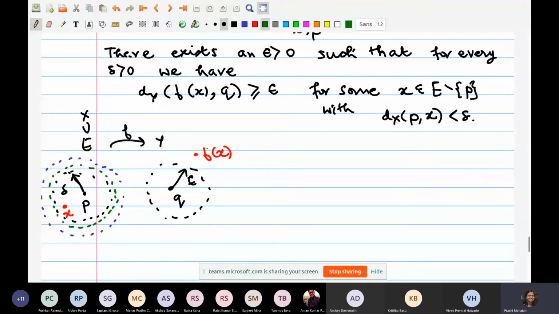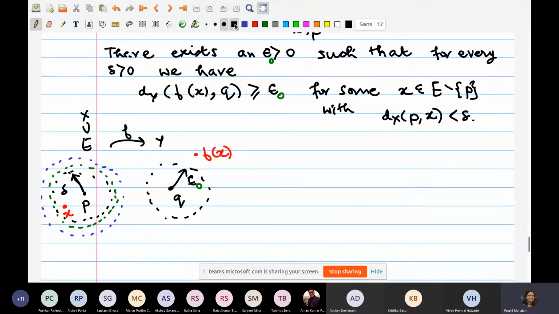So let's fix such an epsilon as here. Let me change to black ink. Still green, doesn't matter. Let us fix such an epsilon. Maybe I'll call it epsilon naught for the sake of definiteness. So I'll say that there is an epsilon naught such that, in this picture, this is epsilon naught here. All right. So I'm going to work with epsilon naught.